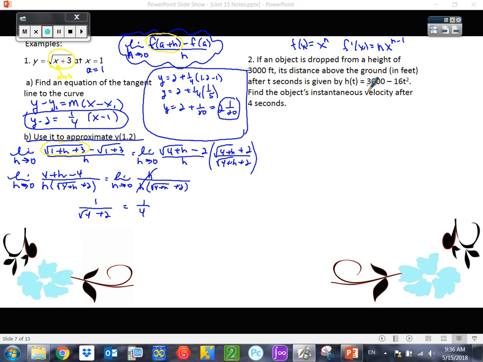So our scenario is we have an object being dropped from a height of 3,000 feet. Its distance above the ground in feet after t seconds is given by, and here's our equation for distance. Find the object's instantaneous velocity after 4 seconds.